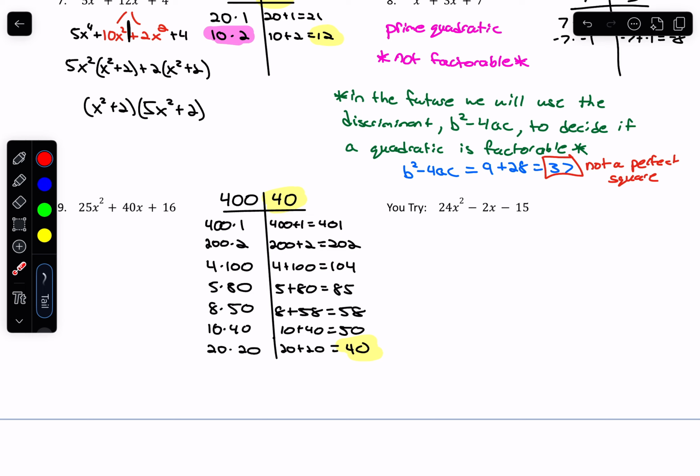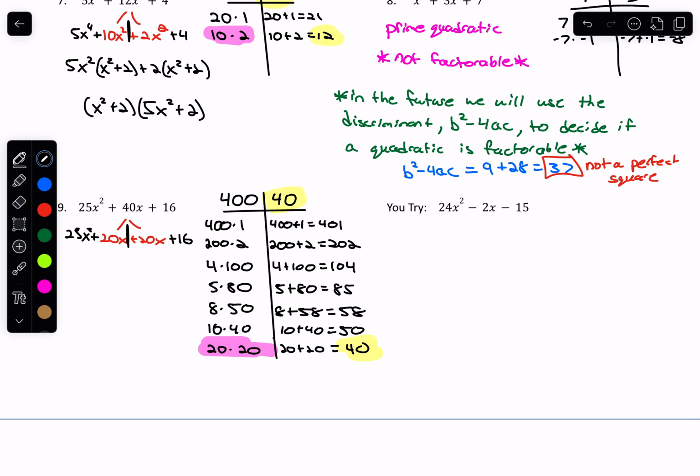And although it took us a while, we did in fact get to 20 times 20, which did give us the combination that worked. So now we proceed as normal. We're going to split the middle into 20x plus 20x. The first term is 25x squared, so I put it in front. The last term is 16, I put it in back. We split the problem in half.